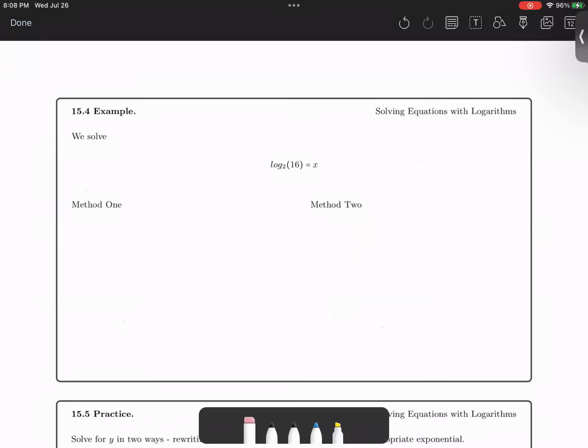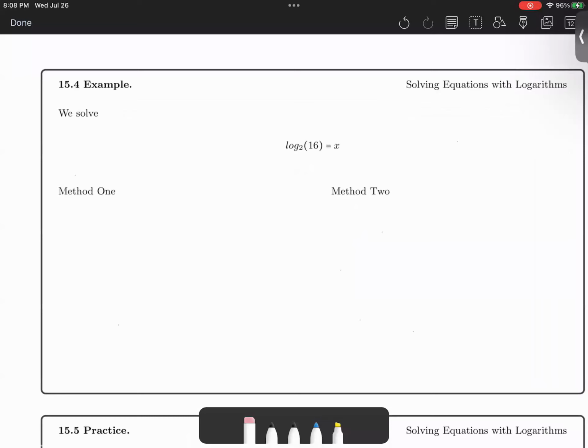We're going to solve for a logarithm in two different ways. And when I say two different ways, it's really the exact same way, just maybe we think about it differently. Let's work on our first method. We're going to take log base 2 of 16, and we're going to figure out what that equals, right?